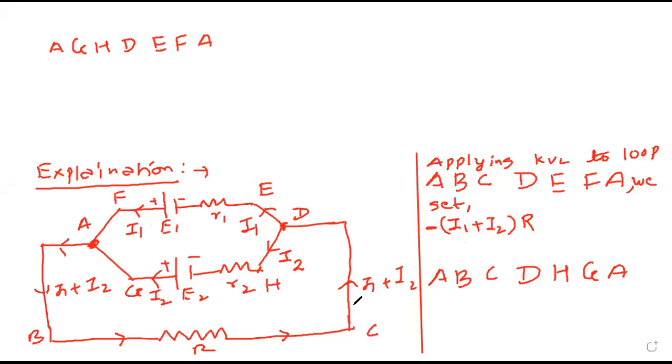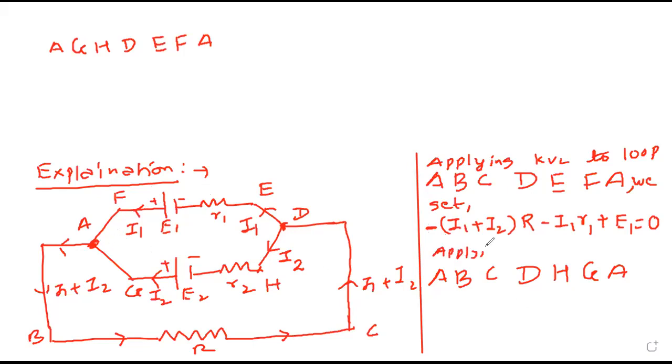C to D, any drop? No. D to E, then E to F: yes, I1 R1, but negative because our direction and the current direction are the same. Minus to plus means we are going low to high, so plus EMF E1 equal to this. So for the first loop, Kirchhoff's voltage law is applied. It's not difficult, it is application and I have to understand. Tell me if you have understood.